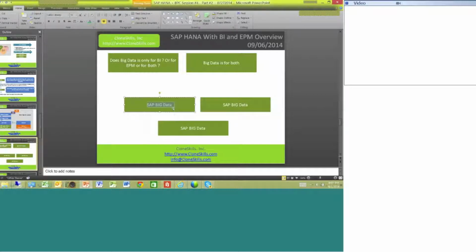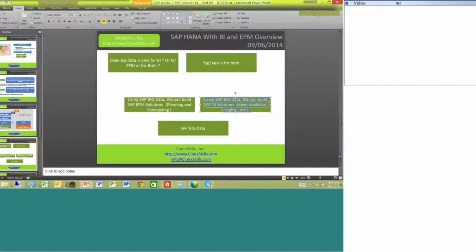Using SAP big data, we can build planning and budgeting solutions. We can build SAP EPM solutions, such as planning and forecasting. We can also build SAP BI solutions. What is involved? It could be deep analytics, insights, etc. We can build this.